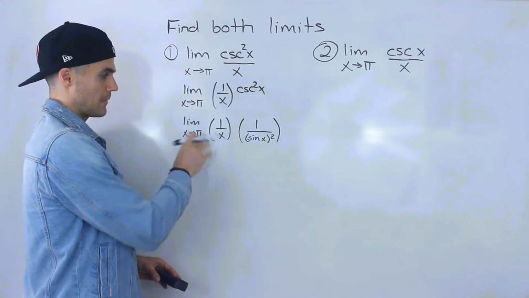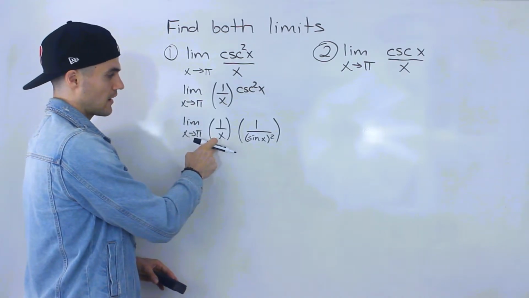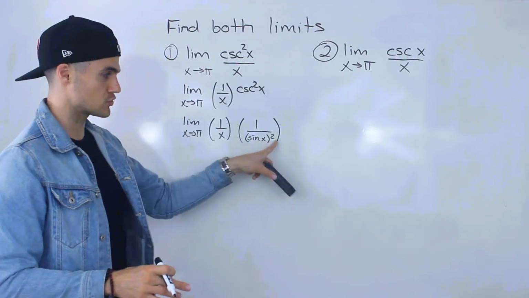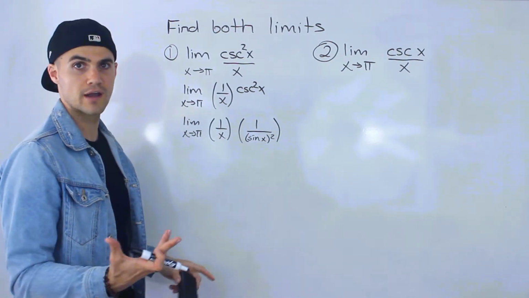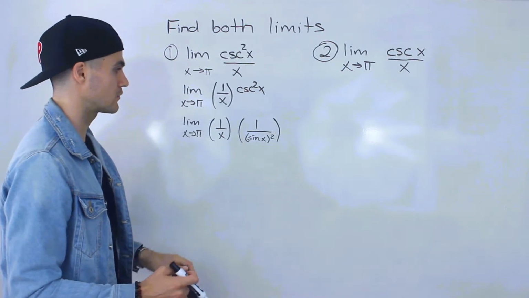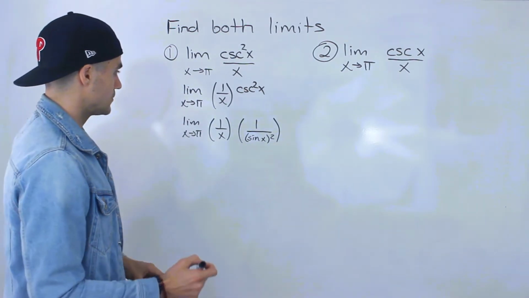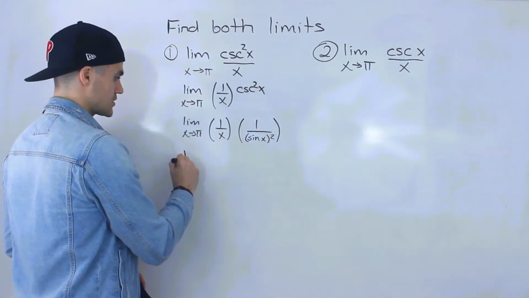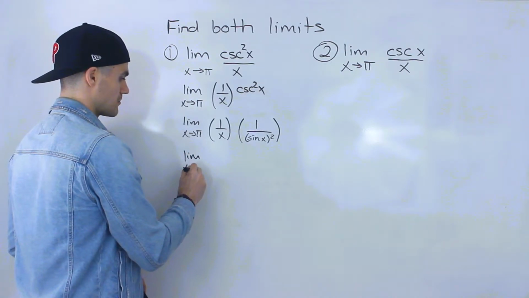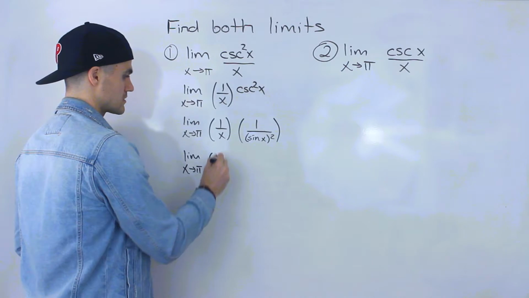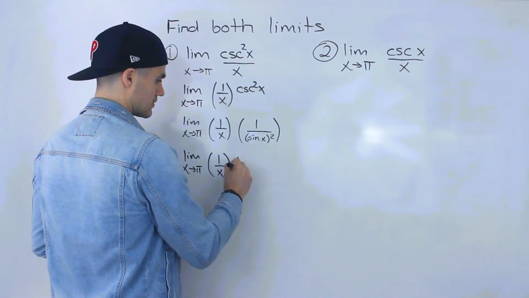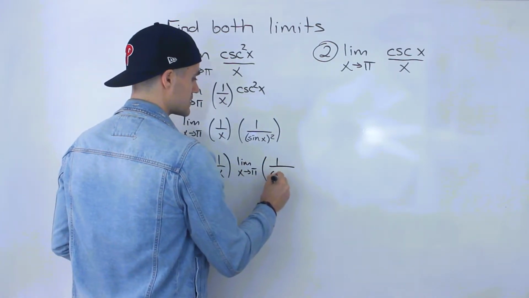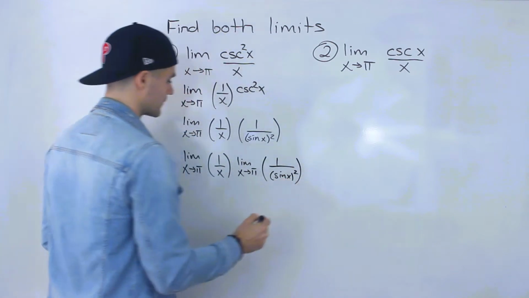Notice if we try to sub in pi for the x values, here it's fine. We'll have 1 over pi, which is a value. But sine of pi is 0, and 0 squared is 0, and then 1 divided by 0 is undefined. So we can't do that. At pi there's going to be a vertical asymptote. So what we can do here is distribute this limit to both of these functions. We have the limit as x approaches pi of 1 over x, and then the limit as x approaches pi of 1 over sine x squared.